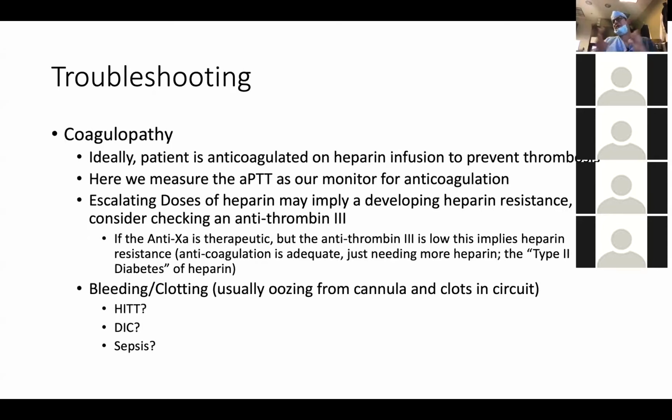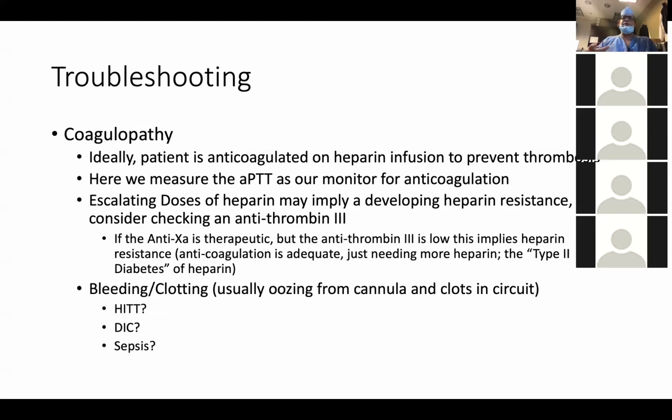Coagulopathy. These patients are usually on heparin infusions to prevent thrombosis formation. However, a lot of complications result from heparin infusion. So we use PTTs to measure anticoagulation. So over time, you may see an escalating dose of heparin. This could imply heparin resistance. At this institution, what you're going to do is check an anti-10A. If that's therapeutic, but your antithrombin 3 is low, then you're adequately heparinized. You just need more heparin than usual to achieve your heparinization level. This is like the type 2 diabetes of heparin.